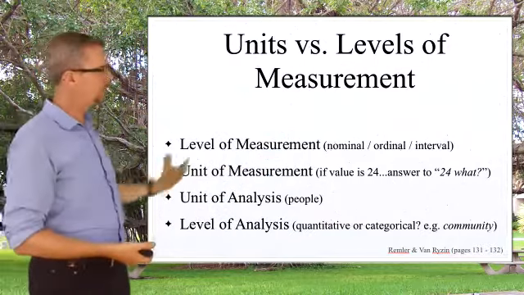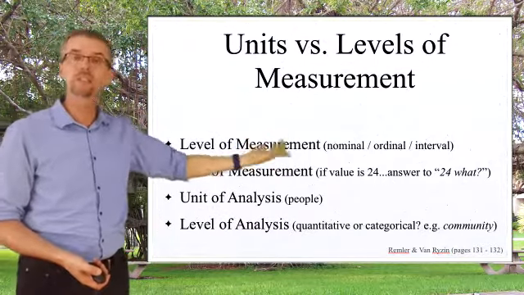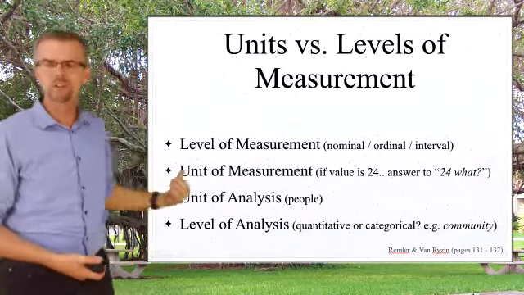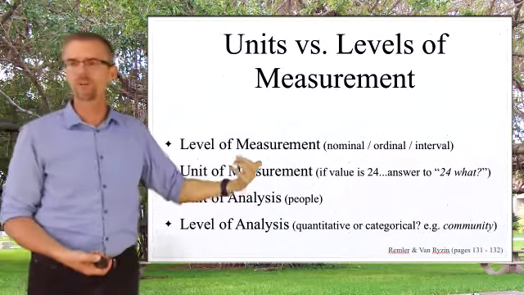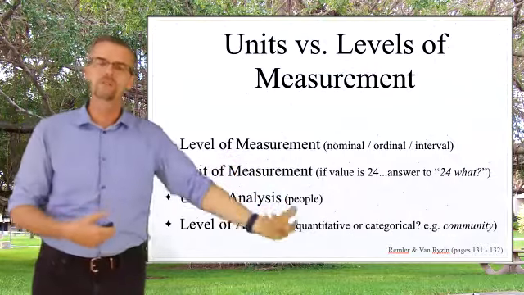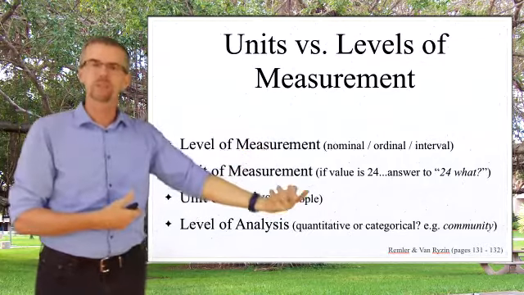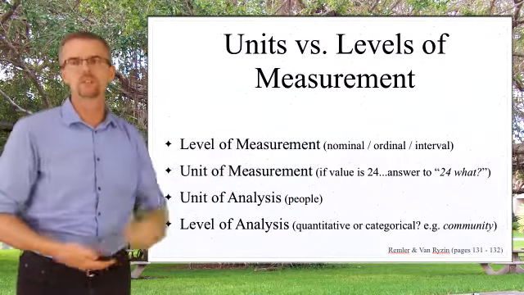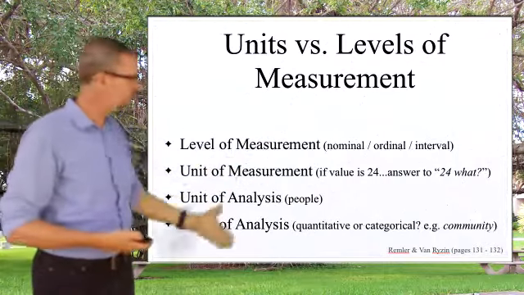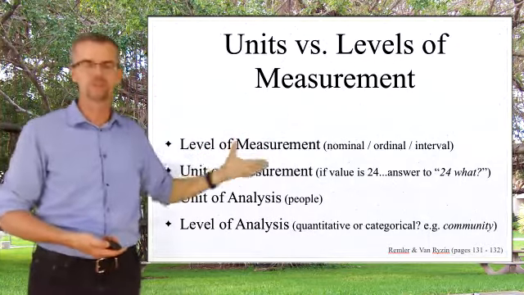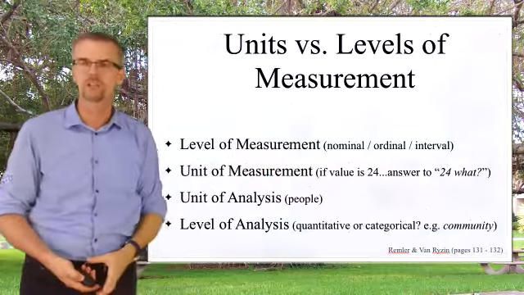So the unit of analysis: is it people? Is it income? Is it dollar value? Is it narratives, like my studies are? And the level of analysis is quantitative or categorical. So is it a community? Is it a university campus? Is it the breezeway? Is it a classroom? So this level of analysis is also very important. So you have to understand these 4 terms and use them repeatedly in your research writing and in your assignments, and especially in your research project.